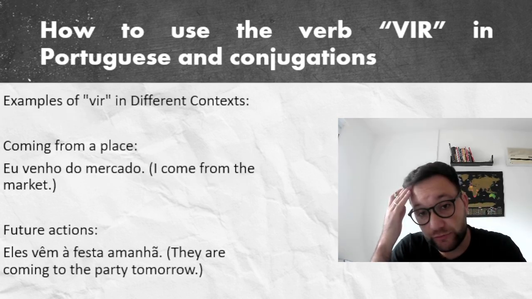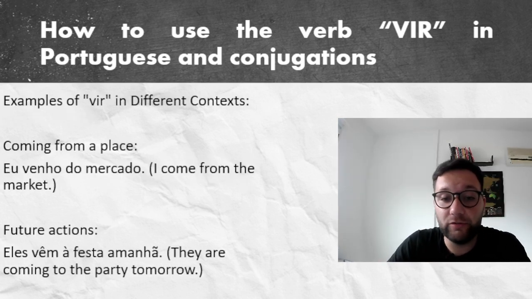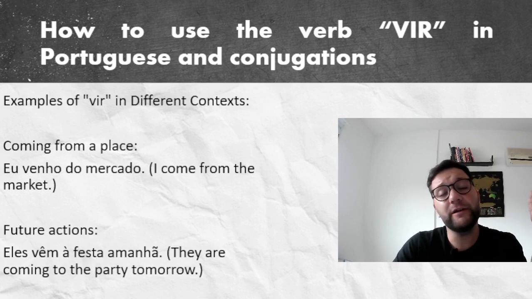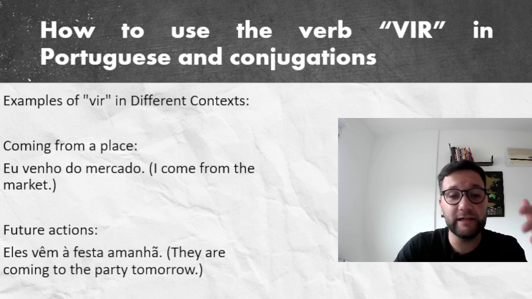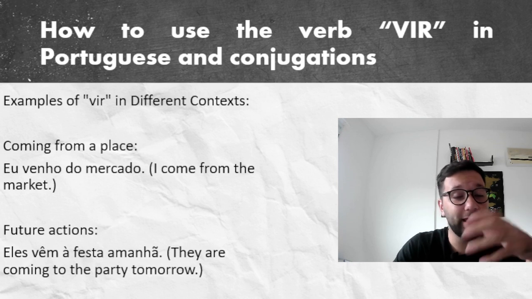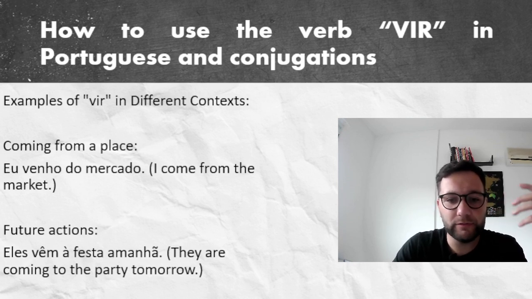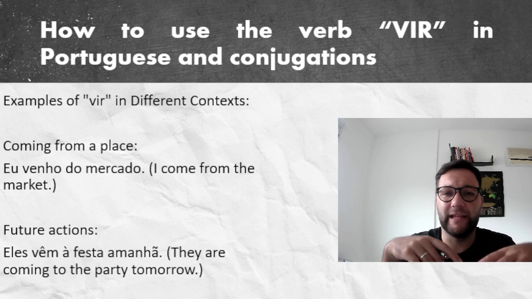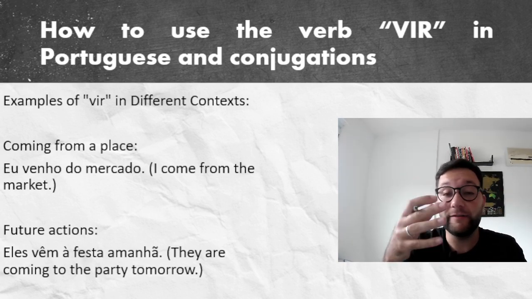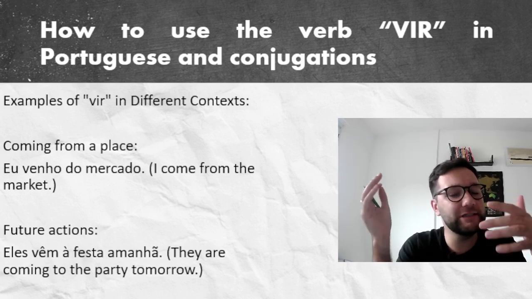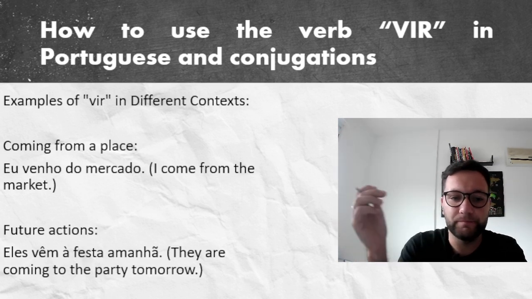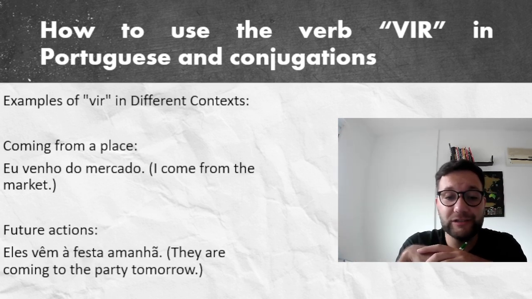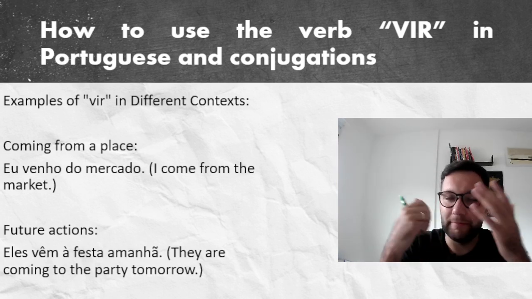So we saw the conjugations, but now let's see them in different contexts. How do we use those conjugations? The first one is the same idea as in English: coming from a place. Eu venho do mercado. I come from the market. So, you start your Portuguese lesson, you arrive at a restaurant with a Brazilian, you say, eu venho de casa. I come from home.